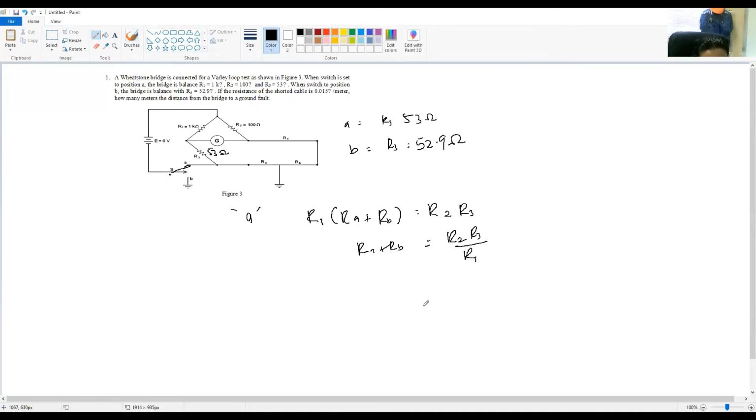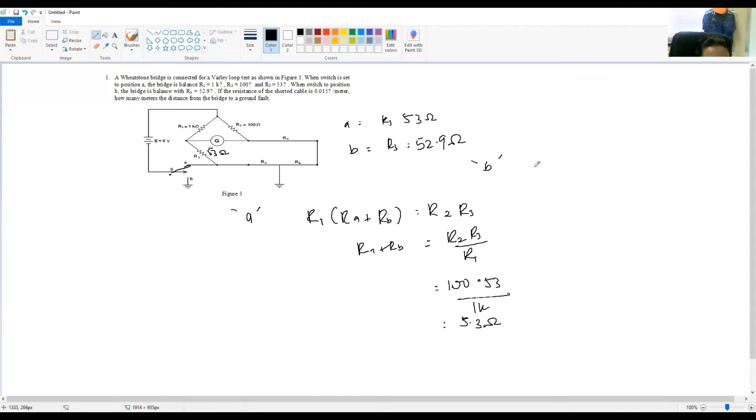Just substitute the values here. R2 is 100, multiplied by R3 which is 50, and divided by 1K. So the answer will be 5.3 ohms. You can use a calculator for this. So this means the value for RA plus RB is 5.3 ohms. Then next we go for position B.